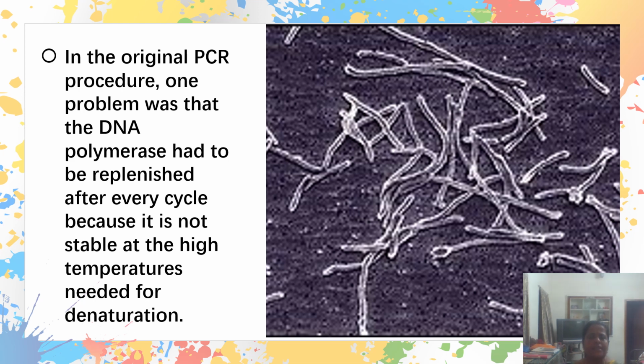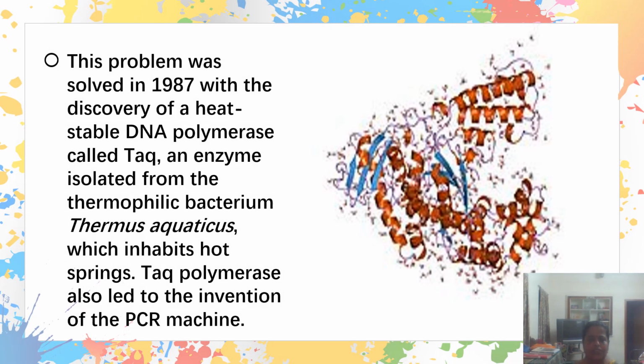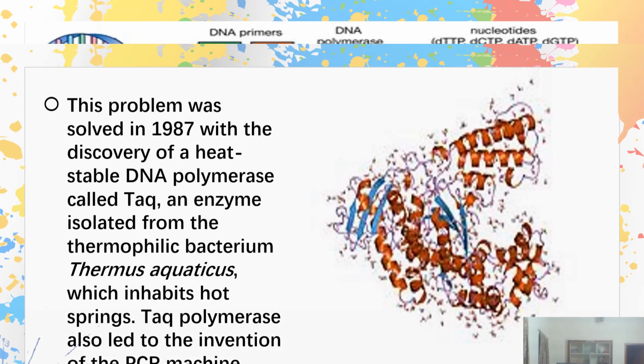In the original PCR procedure, one problem was that the DNA polymerase had to be replenished after every cycle because it is not stable at the high temperatures needed for denaturation. This problem was solved in 1987 with the discovery of heat-stable DNA polymerase called Taq, an enzyme isolated from the thermophilic bacterium Thermus aquaticus, which inhabits hot springs. Taq polymerase also led to the invention of the PCR machine.